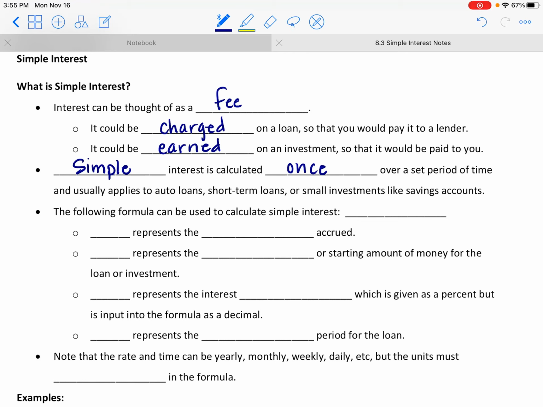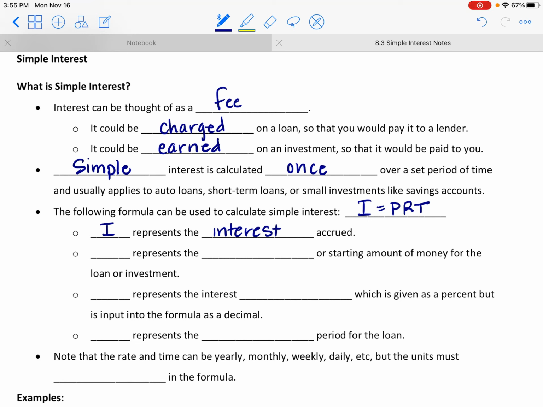So we have a formula for simple interest. Our formula says I is going to equal PRT. So this is the relationship between interest, what we call principal, rate, and time for either a loan or an investment. So hopefully it makes sense that I represents the interest.